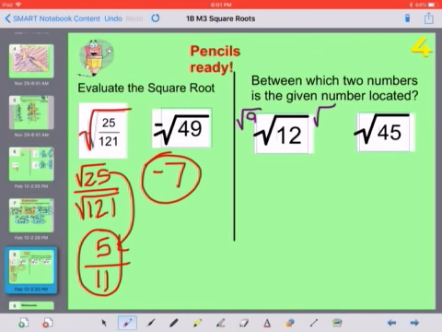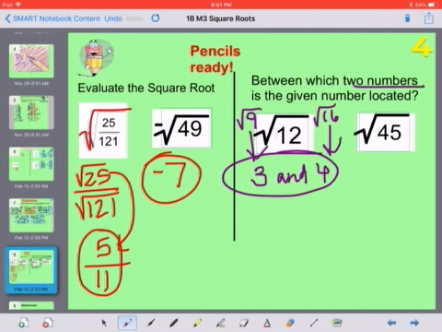So it's between the square root of 9 and the square root of 16, which is really between which two numbers? Well, square root of 9 is really just 3, because 3 times 3 is 9, and the square root of 16 is really just 4. So it's between 3 and 4.